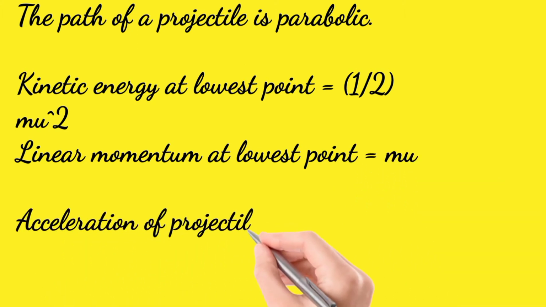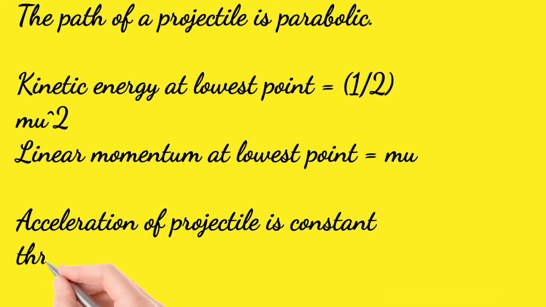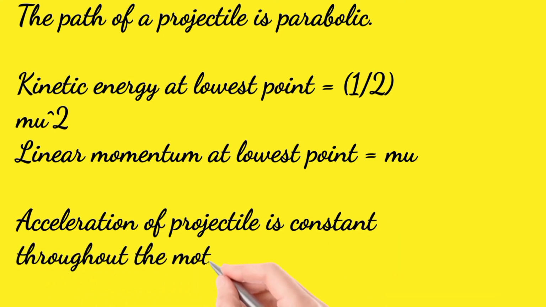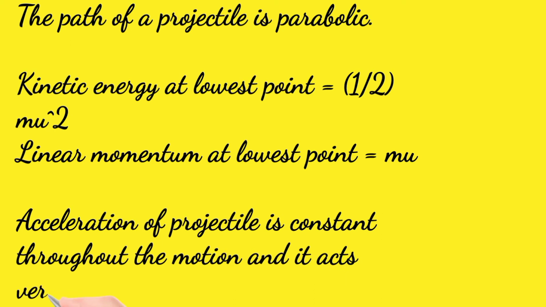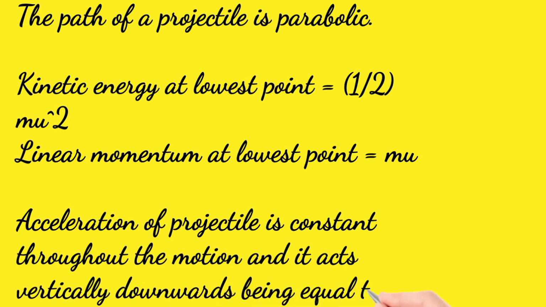Kinetic energy at the lowest point is equal to half m u squared. That is to say, at the lowest point it reaches, the point before it touches the ground, the kinetic energy is half m u squared. The linear momentum at the lowest point is equal to mass times initial velocity.